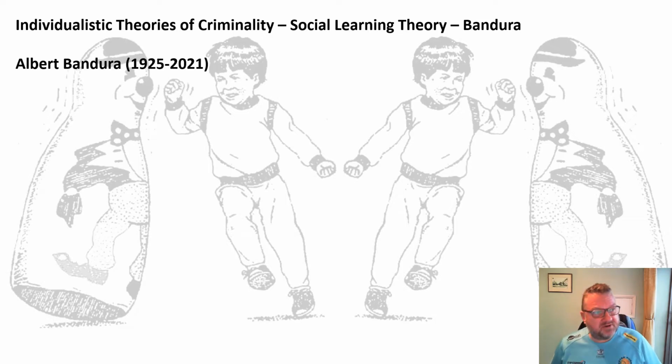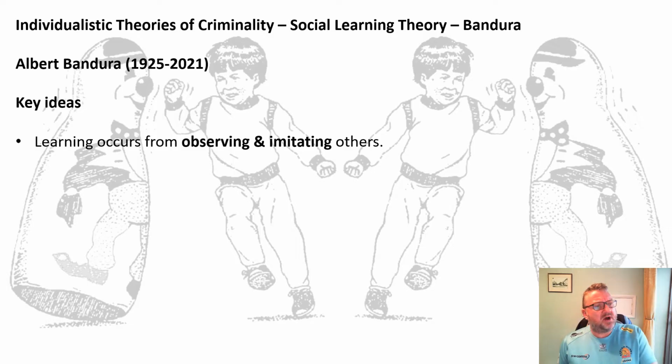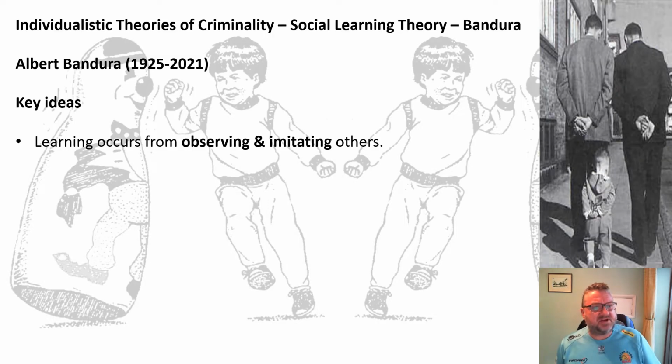Albert Bandura died this year. I'm doing this in 2021, June 2021 I think he died. We're now in November. His key ideas: he thought that when learning occurs, we learn by observing and imitating others. It's very much this idea of monkey see, monkey do.